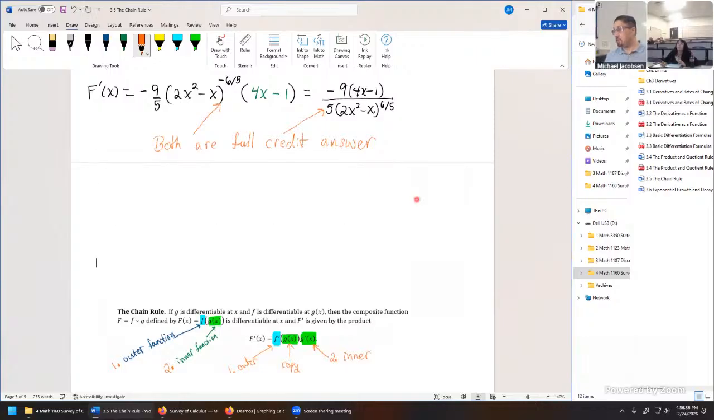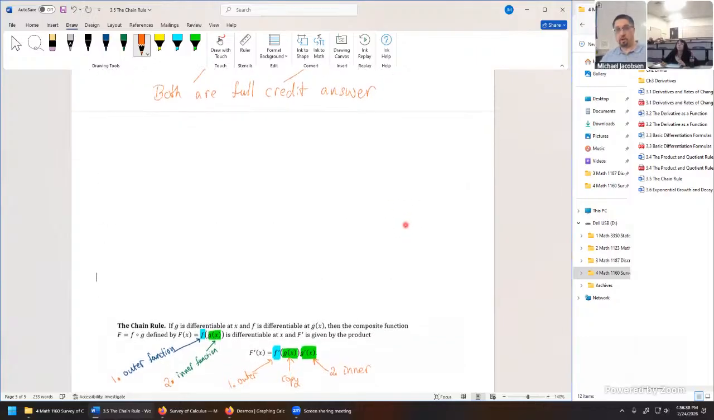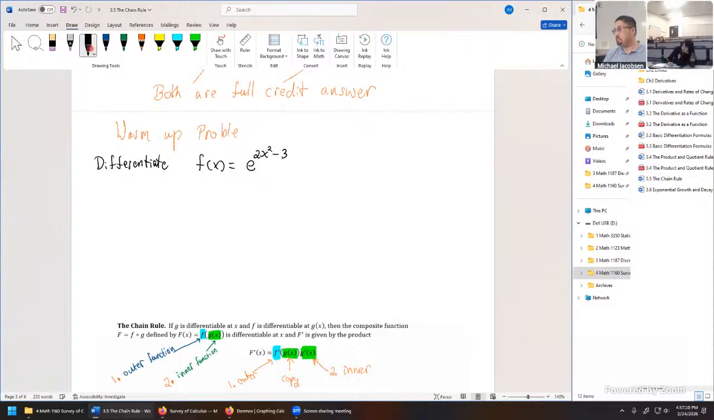So I'll call this one, it's a problem we're inventing out of thin air. So let's call it a warm-up problem. Same instructions, we want to differentiate or find the derivative. And this time it's going to be a function f of x equals the base e exponential. So this makes it come back, e to the power of, let's go, 2x squared minus 3.